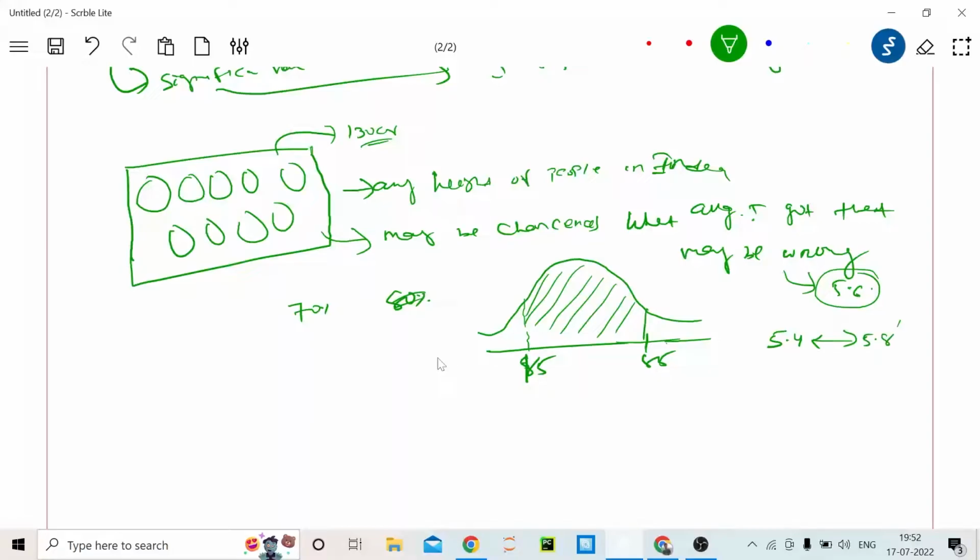I will explain all the things when we do some problems, and you will get to know. That means if our value falls inside this, then we can say that the value I got from the sample is correct.